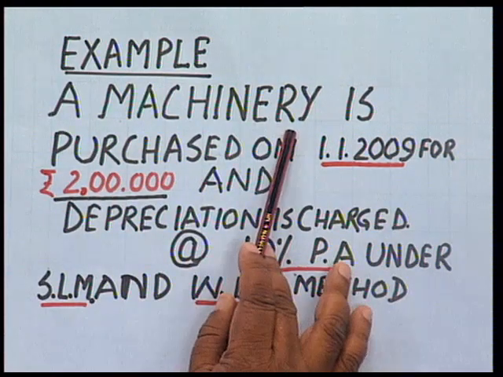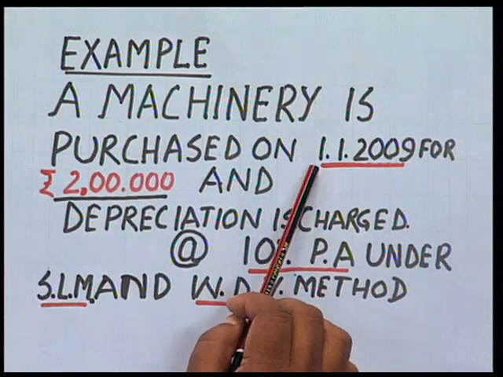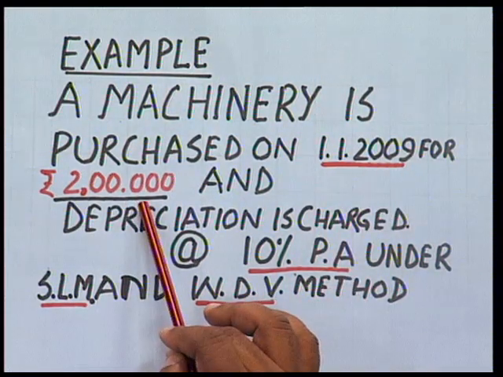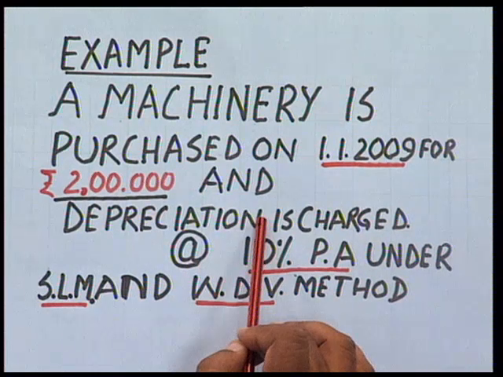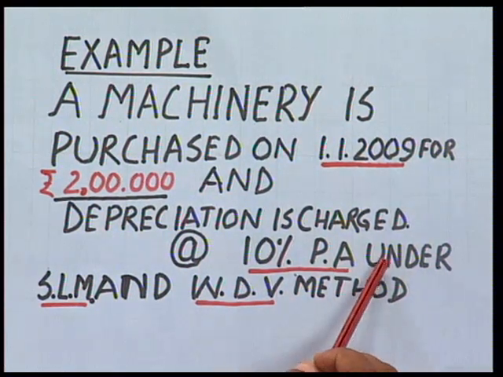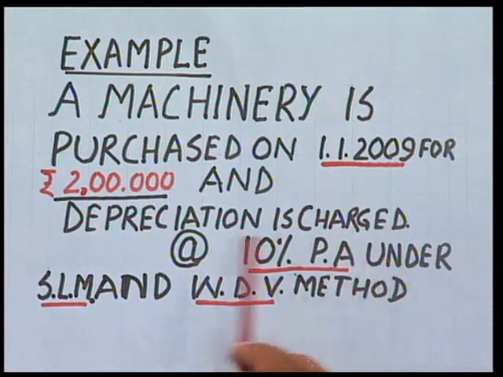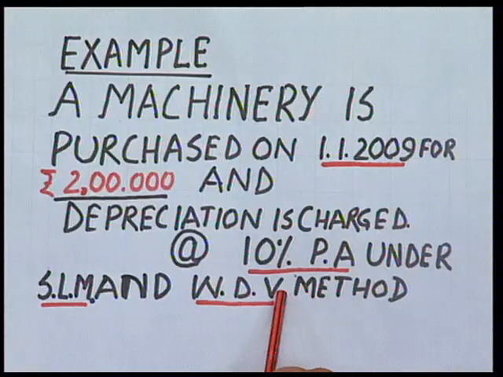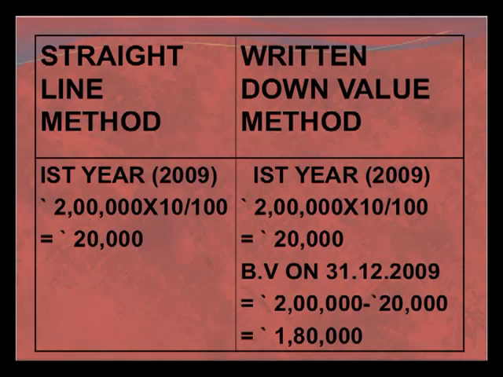There is a machinery which is purchased on 1st January 2009 for rupees 2 lakh and the depreciation is charged at the rate of 10% per annum. We have to calculate the depreciation under the straight line method and the written down value method. Let us see how it is calculated. Here is a comparison between these two methods.